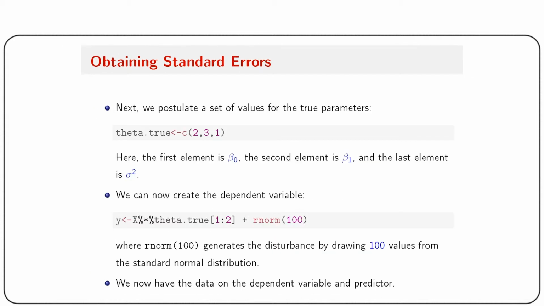Next, we postulate a set of values for the true parameters. Say theta.true is actually 2, 3 and 1, and here the first element is beta naught, the second element is beta 1 and the last element is sigma square. We can now create the dependent variable, say y equals x %*% theta.true[1:2] plus rnorm(100), where rnorm(100) generates the disturbance by drawing 100 values from the standard normal distribution. We now have the data on the dependent variable and predictor.